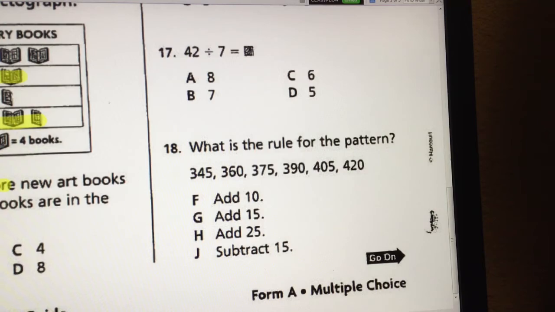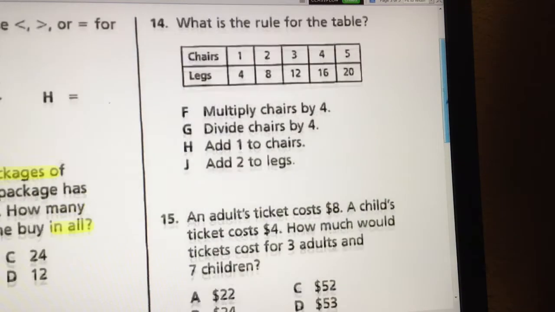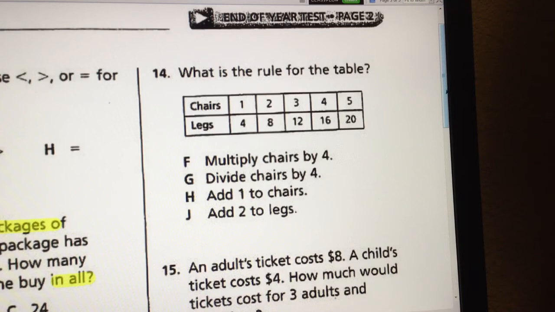Okay, then we're going to go up to number 14. What is the rule for the table? Meaning, remember we talked about this where we got to figure out, what do I do each time? So if I have 1 chair, there's 4 legs. 2 chairs, there's 8 legs. 3 chairs, there's 12. 4, there's 16. 5, there's 20. So think about, what's the rule? What's the pattern? How do you get from 1 to 4, 2 to 8?